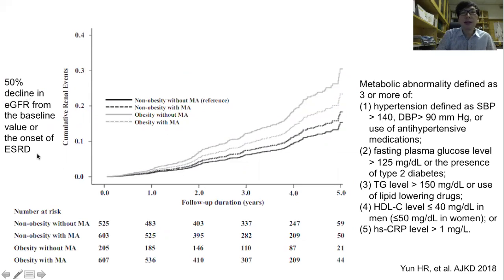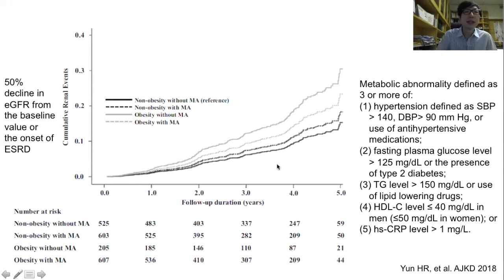And they correlated these findings with metabolic abnormality, defined as 3 or more of these 5 criteria. Number 1, hypertension. Number 2, hyperglycemia or the presence of type 2 diabetes. Number 3, hypertriglyceridemia or the use of lipid-lowering agents. Number 4, a low HDL-C level. And number 5, an elevated high-sensitivity C-reactive protein level.